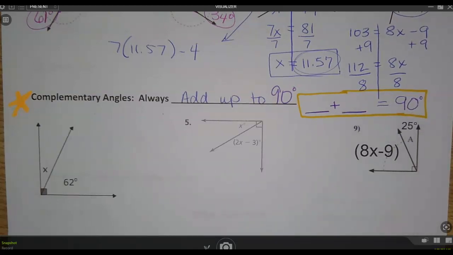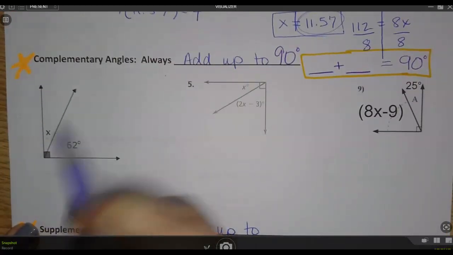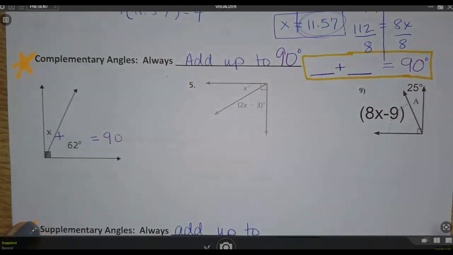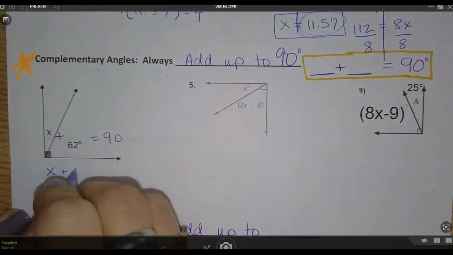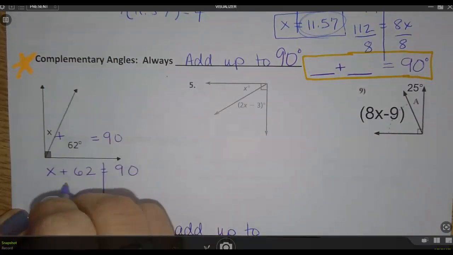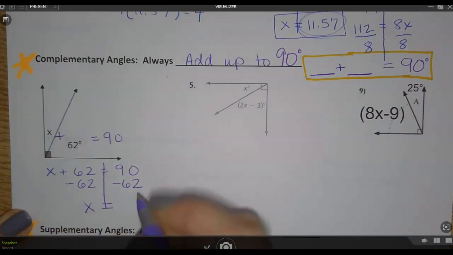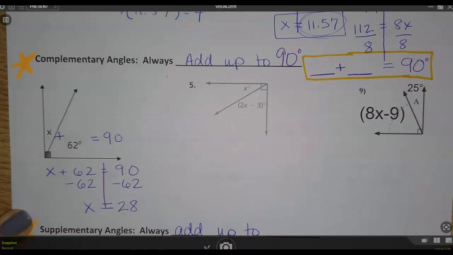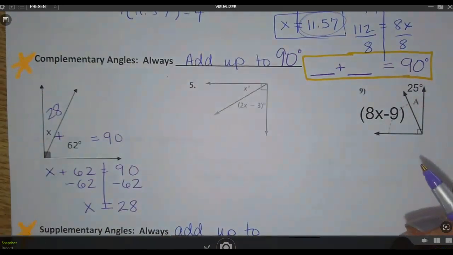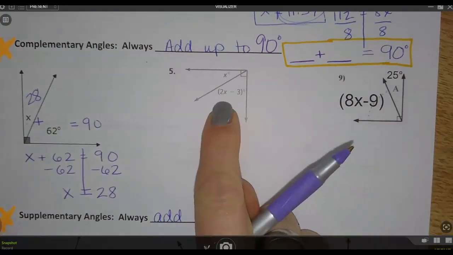Okay, so let's look at this first one. I have two angles that I know have to add together and make 90. So my equation here would be x plus 62 equals 90. Solve for x. And I get that x is equal to 28. And that makes sense. 28 plus 62 equals 90. Okay, how about if it's a little bit more complicated, like this?